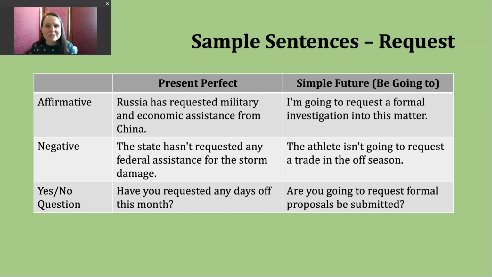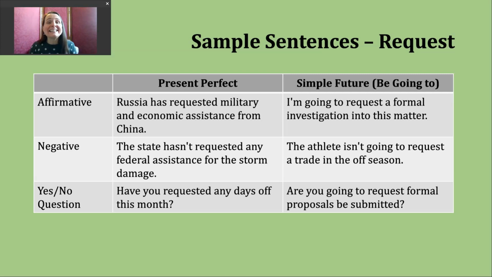Okay? So after that present form of be, then the rest of it's going to be the same. So present form of be, going to, and then the base verb. You can see that in the example. I'm going to request a formal investigation into this matter. This is a sentence I've heard from various politicians and leaders when they sort of discover something bad has happened. And they sort of want to understand who is responsible or why this particular thing has happened.